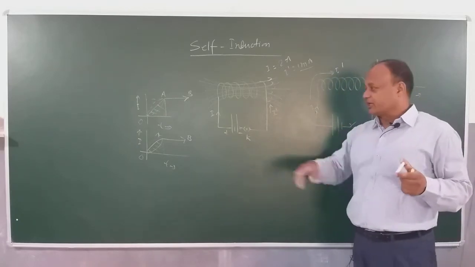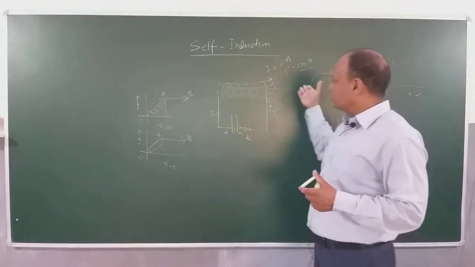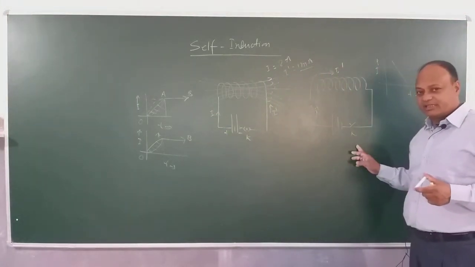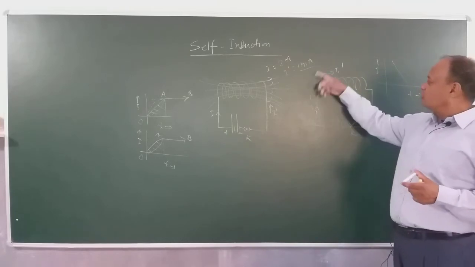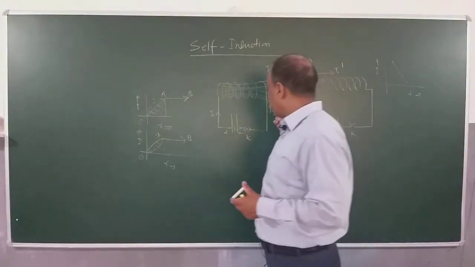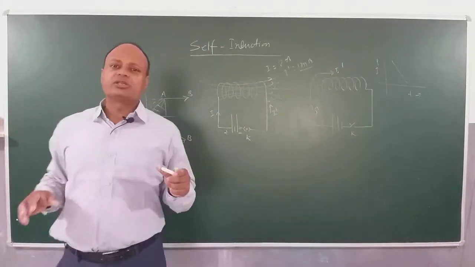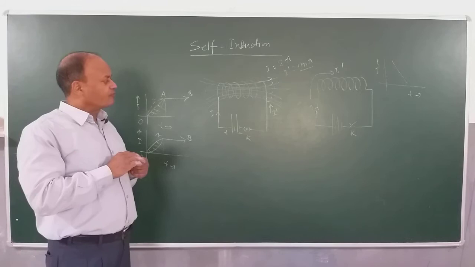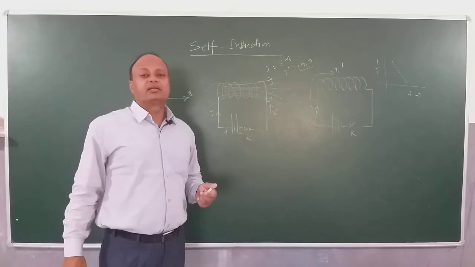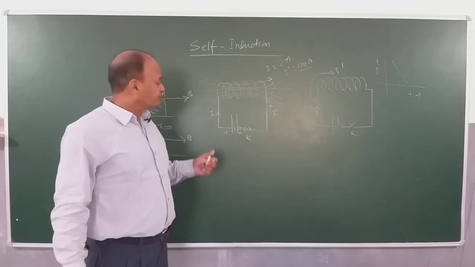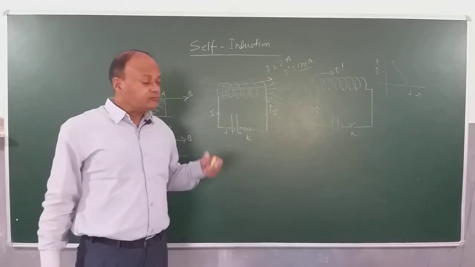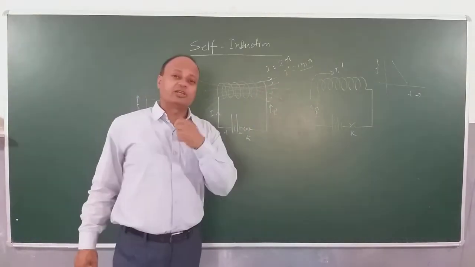Very important for you to know. When the current is increasing, then the direction of induced current will be in the what? Opposite direction. When the current is decreasing, I am breaking the circuit, opening the circuit, then the current will try to flow in the same direction. Now since this current I dash, which is induced in the circuit, is trying to oppose the applied current, we also call it back current, and the EMF produced is called what? Back EMF. Clear?